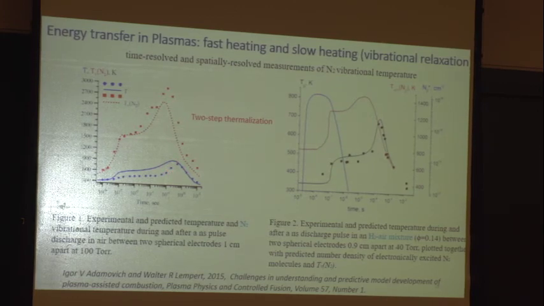of static energy. This is the energy transfer from vibrational energy to translational energy, correct? So this we call slow heating. So in a plasma process, in addition to the electronic effect and the chemical effect of energetic molecules, you still have heating. This heating has two stages: fast heating and slow heating.